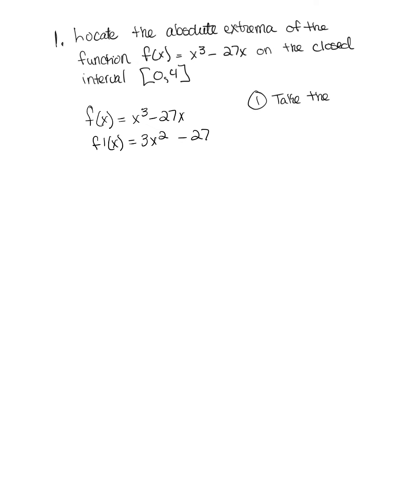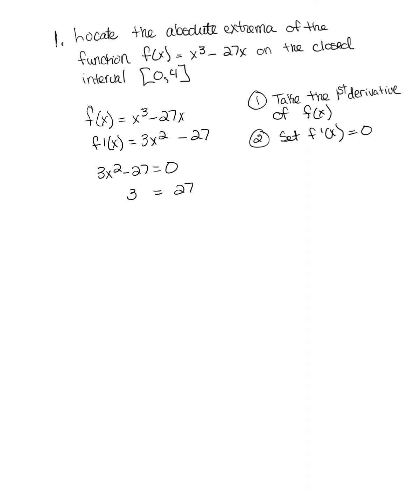All right, let me take the first derivative of your function, or g of x, whatever it is. It's just a function. And then you're going to set that first derivative equal to 0. Okay, so where does this derivative equal 0? Well, we'll have 27, we can move over here. We have 3x squared. We divide by 3.